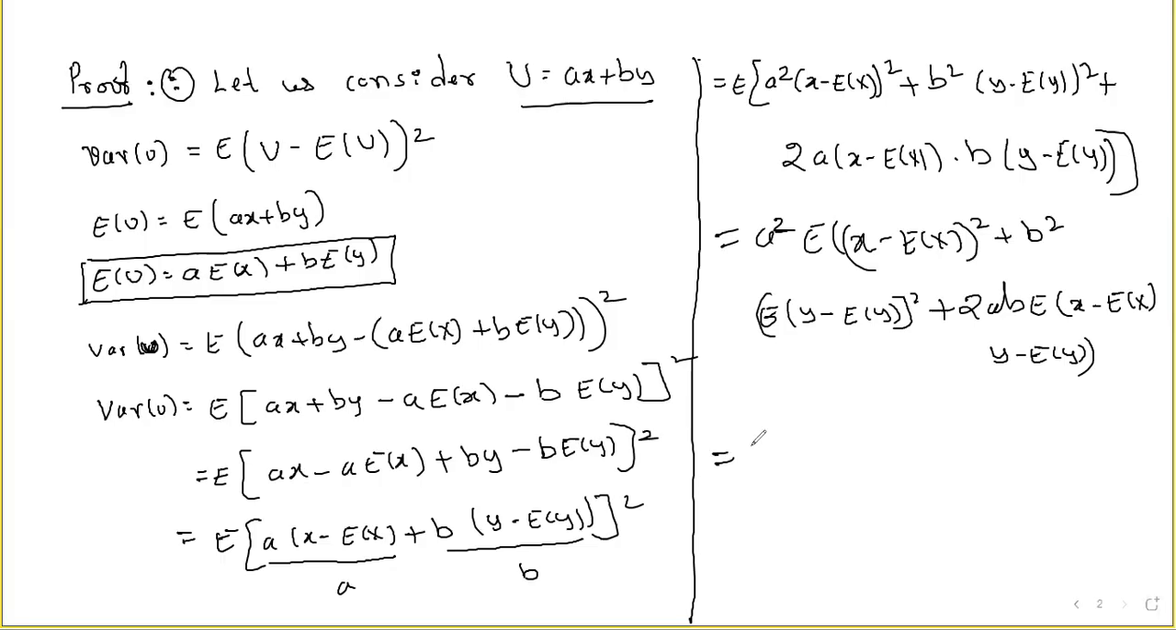So here, a square, this is nothing but what? Variance of x, definition exists or not? So this is nothing but variance of x plus b square variance of y plus 2ab, expected value of x minus expected value of x into y minus expected value of y, which is nothing but our covariance of x comma y. So hence, whatever we consider, that is proved. Clear?